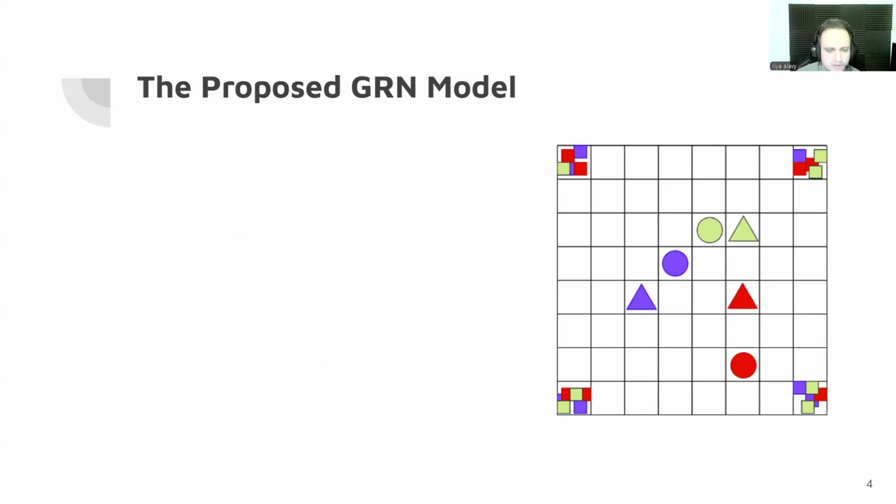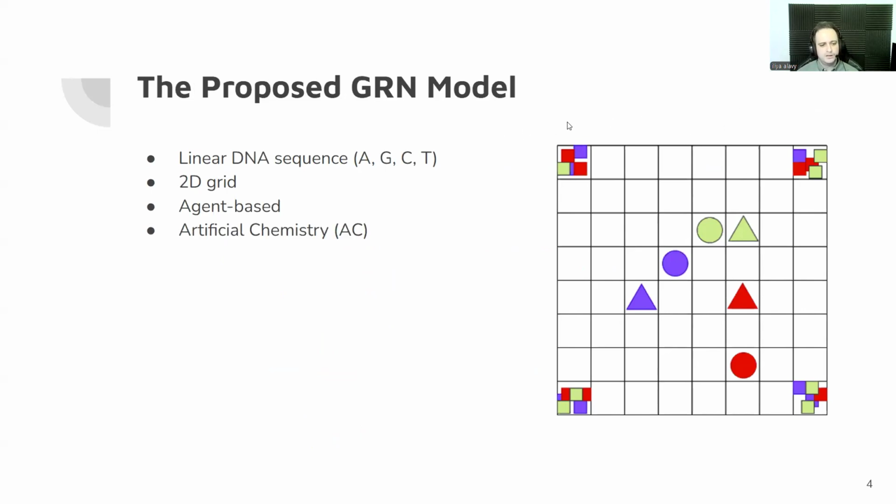So the proposed GRN model in this work is a spatial model, but it's based on a linear DNA sequence that is not really spatially modeled here. It has a 2D grid, as you can see on the right side. This is a picture of the initial state of a GRN system in our work. The system is agent-based, meaning that we have different agent entities in the system that can interact with the grid and also with each other.